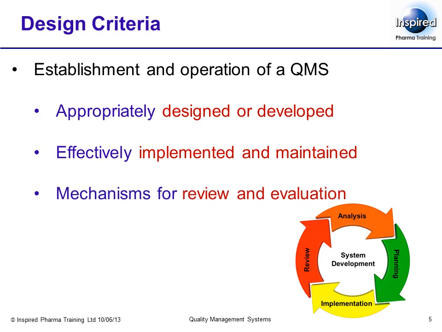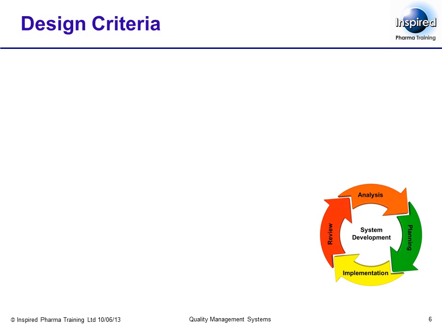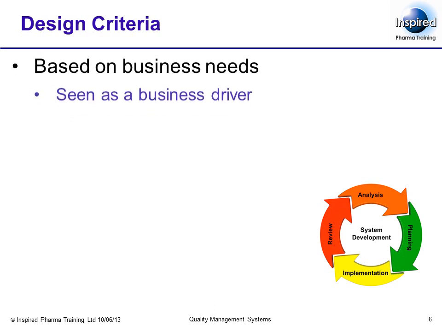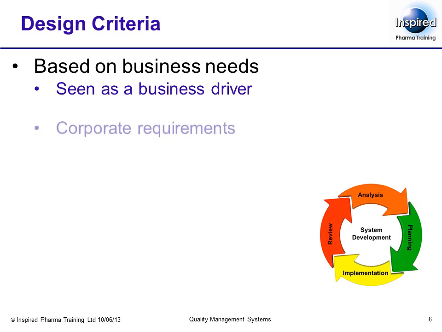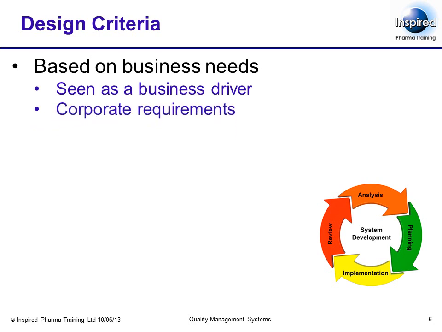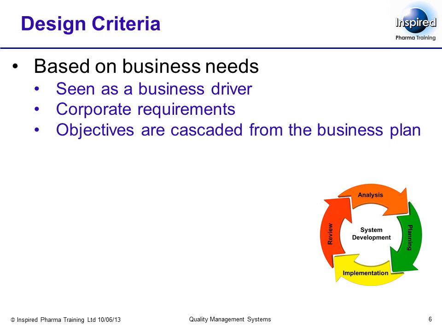So what should this design be based around? What principal tenet should it embrace? What should it incorporate? We don't want a system that is seen as an expensive add-on. We want a system that is based on business needs, that is seen as a business driver, that reflects corporate requirements, and one where its own objectives are cascaded from the business plan.